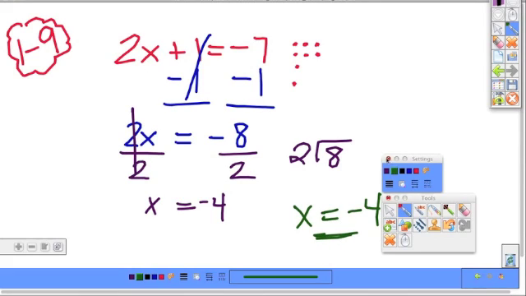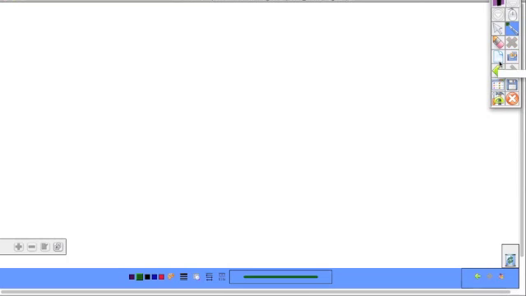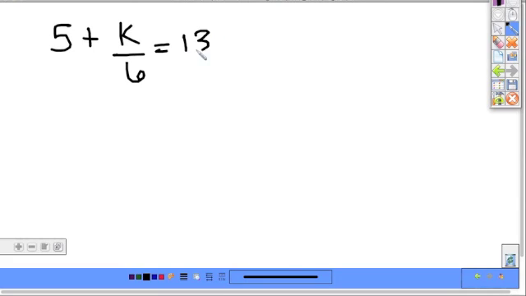Okay? Alright, let's try another example. Something maybe a little bit harder. How about we throw a fraction in there? Kids always get scared about fractions, but they're really not that hard. So we have 5 plus k over 6 equals 13. Okay? Our original idea here, well, yep, it's still going to be to get the k by itself. But we need to get rid of all these other values first.